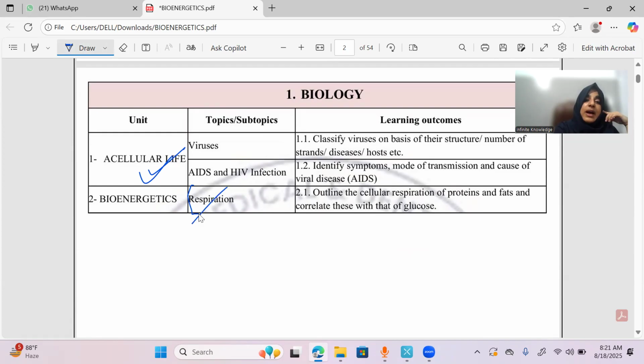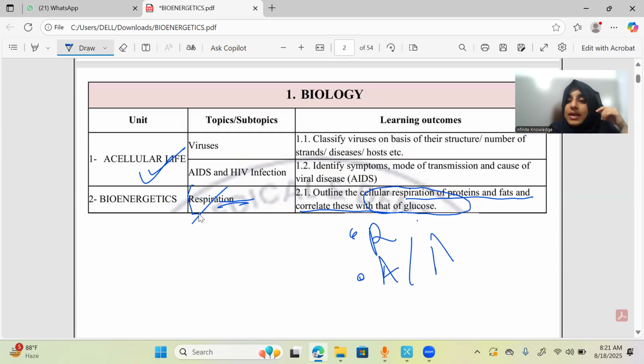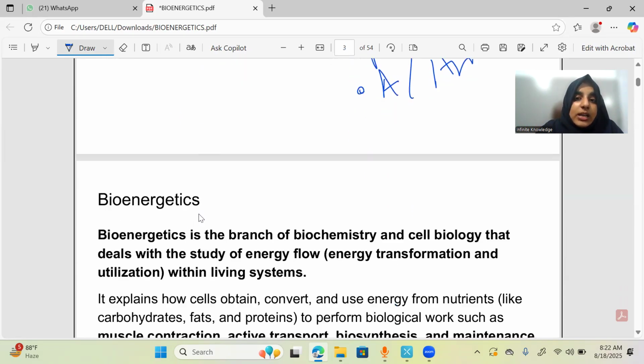Next, we are moving on to bioenergetics and we will discuss the topic of respiration. Respiration of proteins and fats and the correlation of these respiration mechanisms with that of glucose. So we are going to discuss the main outline of respiration. Then we are going to discuss aerobic and anaerobic respiration. In addition to that, we will discuss glycolysis, Krebs cycle, gluconeogenesis, all those things we are going to see.